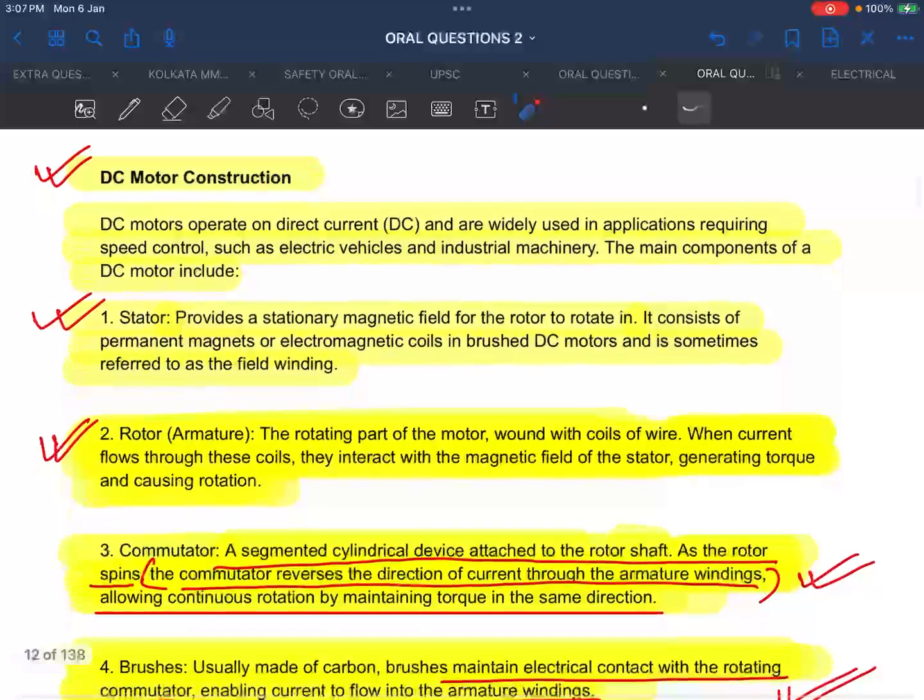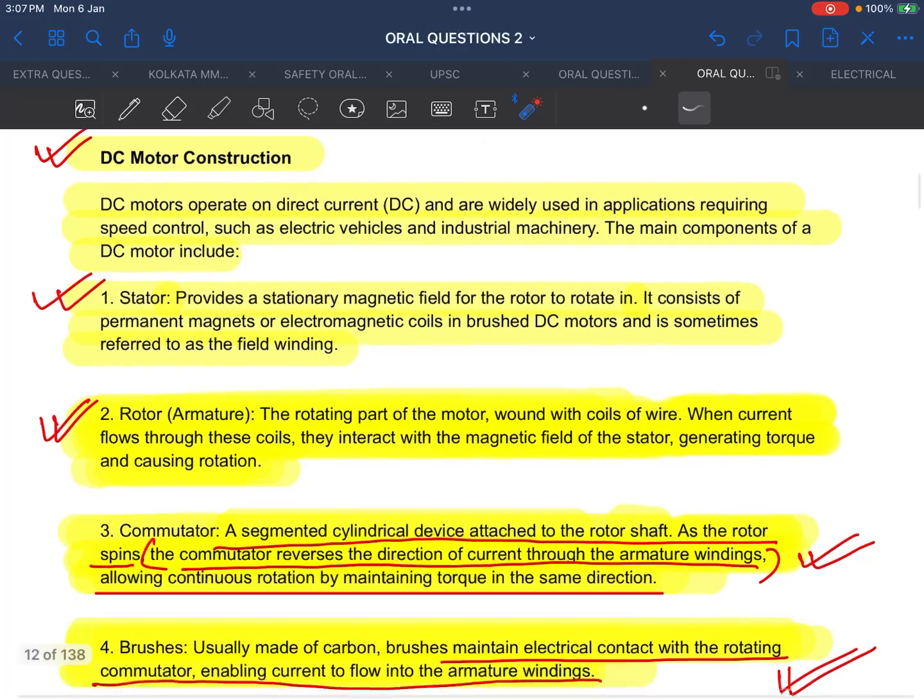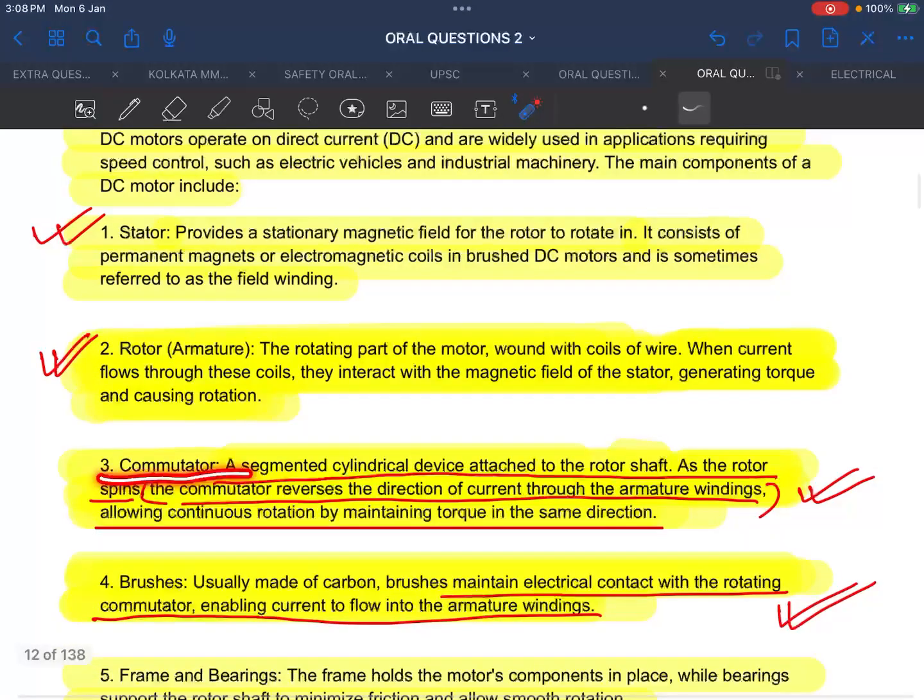Now they ask about the DC motor construction. This is also one question. They may ask what a DC motor is and what the DC motor construction is. Here they ask about the construction, not the working. So I will explain. Here also a stator is there, and a rotor will be there, but here one difference is there: there is a commutator. What is the use of the commutator? I will show you.